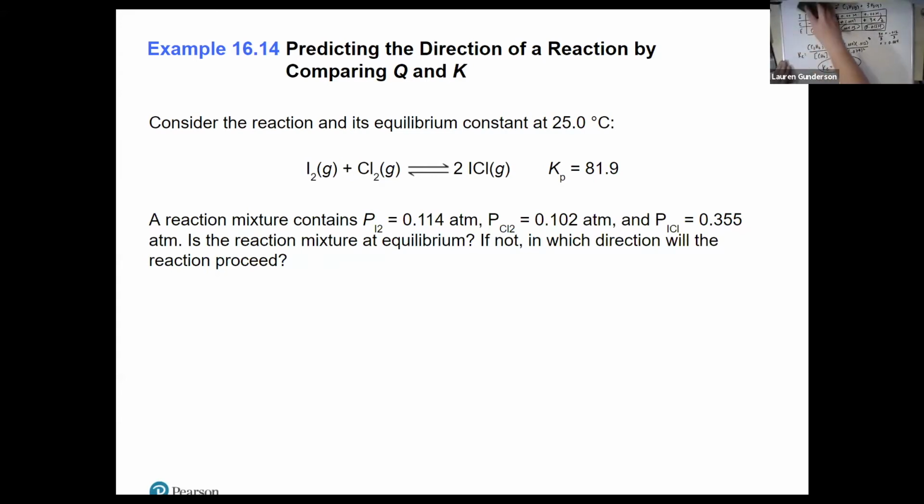So here we're going to be looking at this Q value. We're going to start to see how we can use Q to help us interpret our equilibrium reactions. We can use it to tell whether a reaction is at equilibrium. It's pretty helpful. So here we're looking at I2, Cl2.